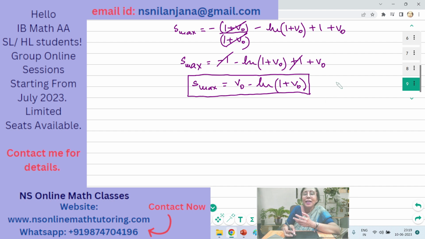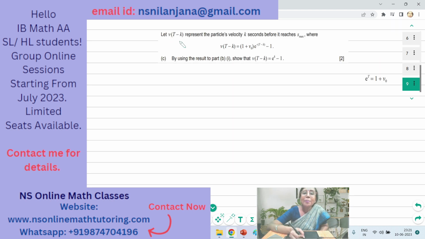Move on to subpart C. Let V of capital T minus k represent the particle's velocity k seconds before it reaches S max. It is reaching S max at time t equal to capital T, but it is k seconds before capital T, so it is T minus k, where V of T minus k equals 1 plus V0, whole multiplied by e to the power of negative (T minus k) minus 1.